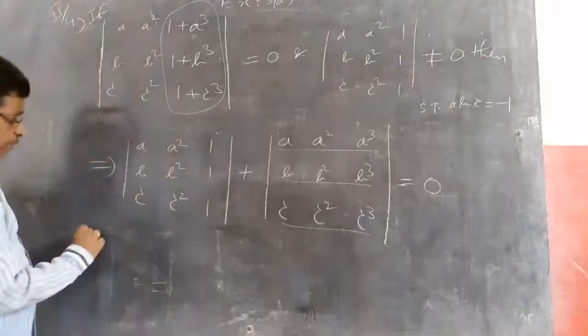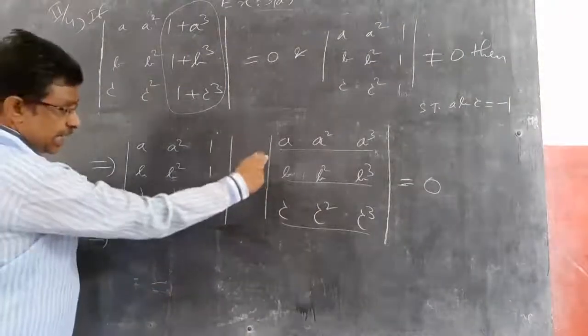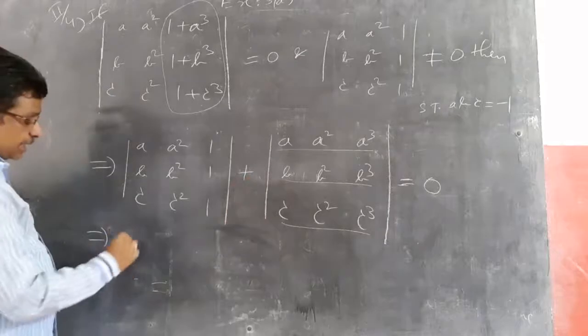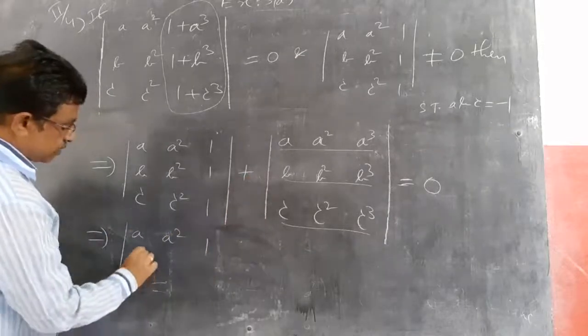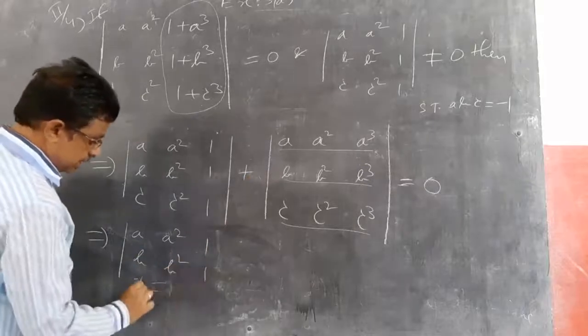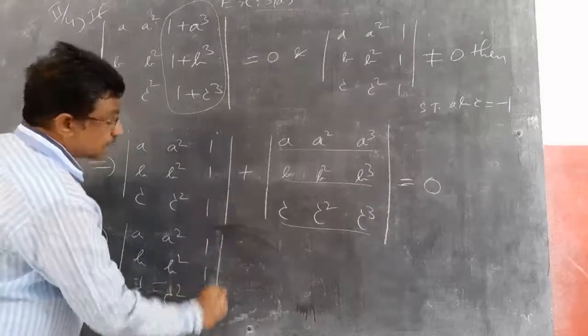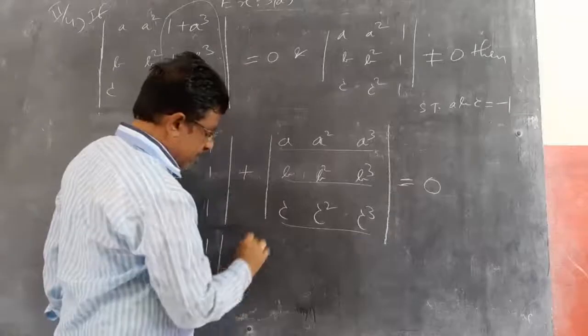So according to that property, I can take a common here, b common here, c common here. The determinant with a square 1, b square 1, c square 1 is not equal to 0, as given, that's why I am writing it as is.